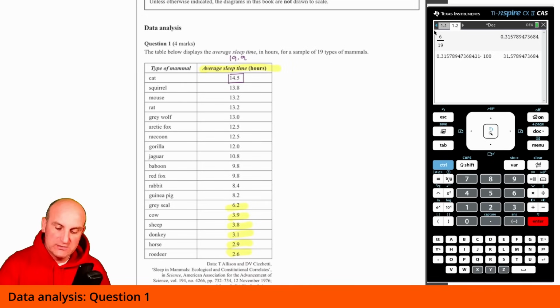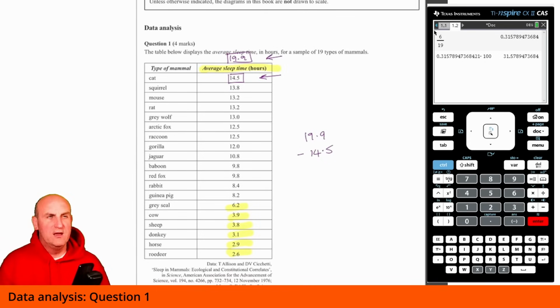Well, actually, the trick to this question was to do 19.9 minus 14.5, because this 14.5 used to be my highest value, and now it's just been increased by, well, whatever that difference would be. When I did it earlier, silly me, and again, it's not wrong, I did, well, let's work out the range for that. So I did 14.5 minus 2.6, and then I did 19.9 minus 2.6, and then subtracted them again.